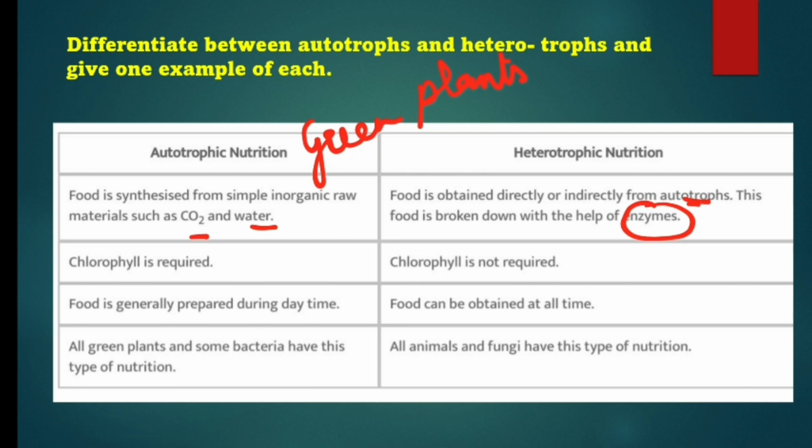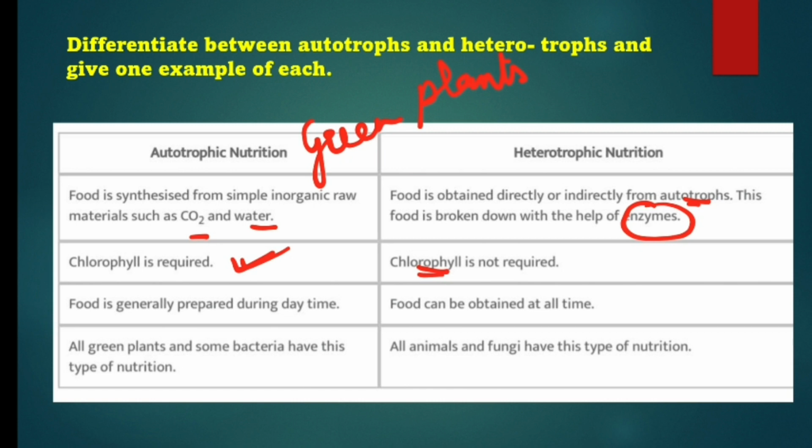Now, in autotrophic nutrition, chlorophyll is required because green plants obviously need to conduct photosynthesis, and the pigment responsible for this is chlorophyll. Whereas in heterotrophic nutrition, chlorophyll is not present. It is not required because we are dependent on the producers for the food. Now in autotrophic nutrition, food is generally prepared during daytime, and in heterotrophic nutrition, food can be obtained at all times. In autotrophic nutrition, all green plants and some bacteria have this type of nutrition.